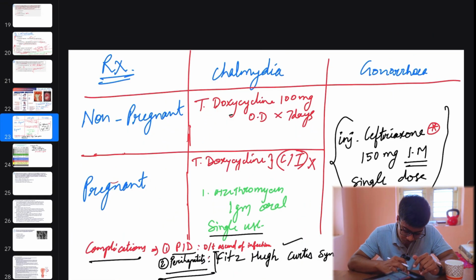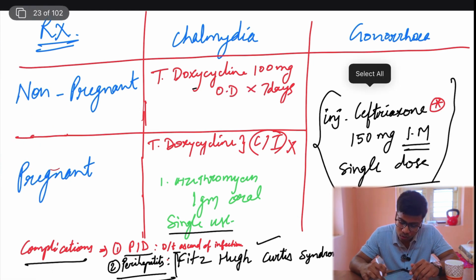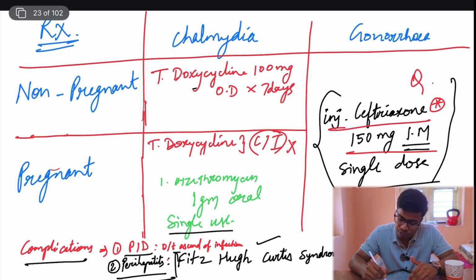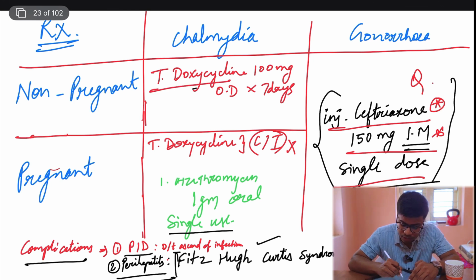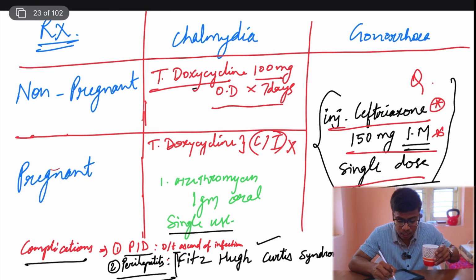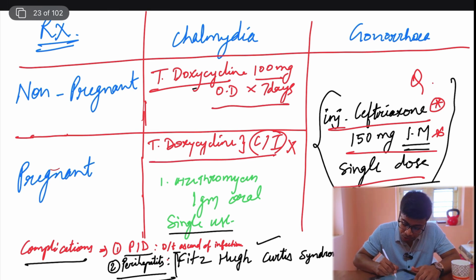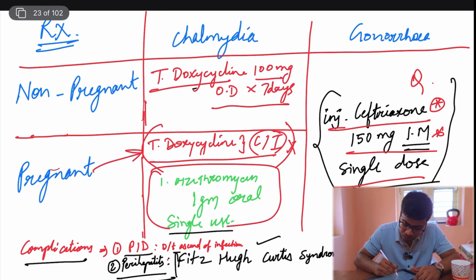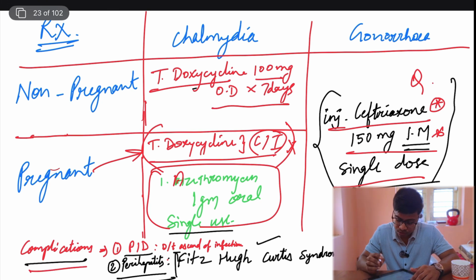Then we have treatment of chlamydia or gonorrhea. For gonorrhea, whether the patient is pregnant or non-pregnant, we have to give the injection ceftriaxone 250 mg IM. This is an important single dose, one more MCQ. Then chlamydia we treat in non-pregnant by doxycycline 100 mg twice daily for 7 days. Doxycycline is contraindicated in pregnancy. Then azithromycin 1 g oral single dose should be given in pregnancy.